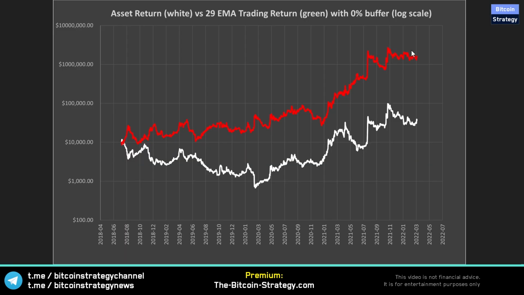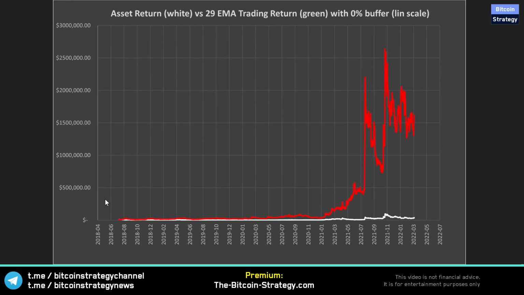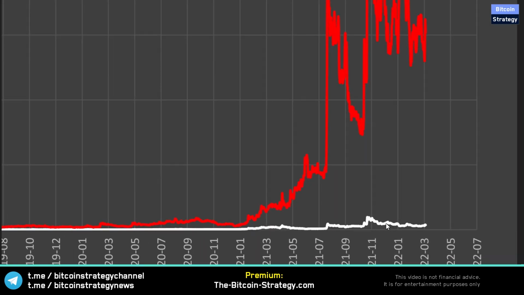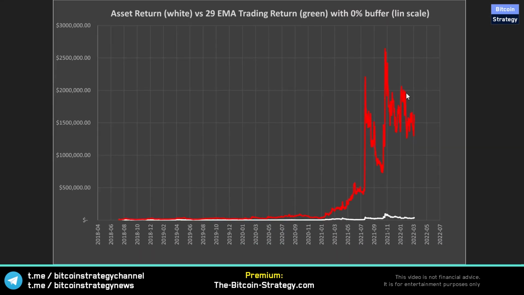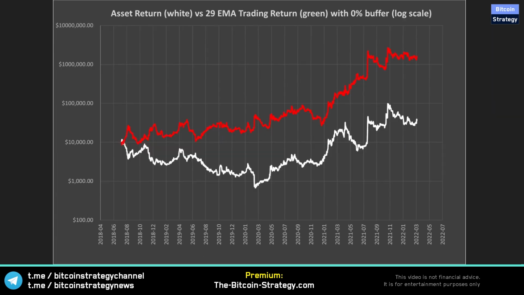Now, maybe this doesn't look as impressive here on this logarithmic scale, but look at this on a linear scale. This is what 10,000 US dollars would have resulted in, including trading fees, and in less than 4 years, right? So in white, we've got IoTeX. In red, we've got the trading strategy. We would now be at 1.5 million US dollars starting from 10K. So this chart and this chart is the exact same thing, just a different scale on the left.